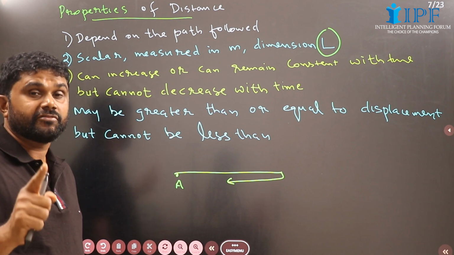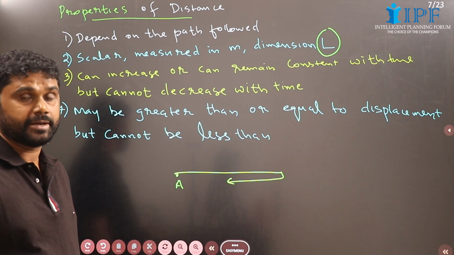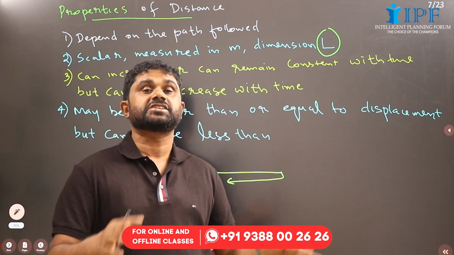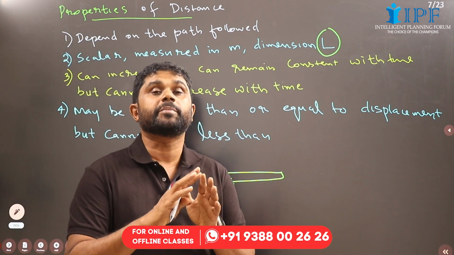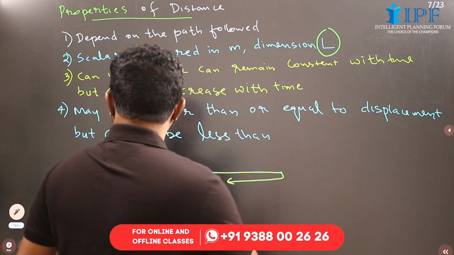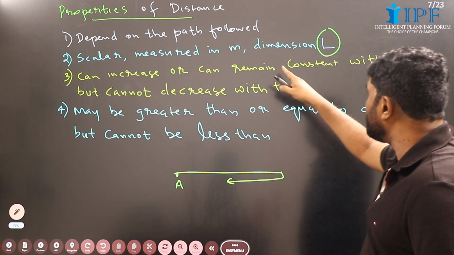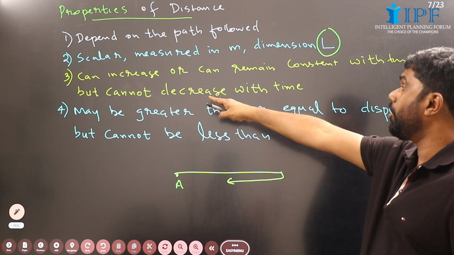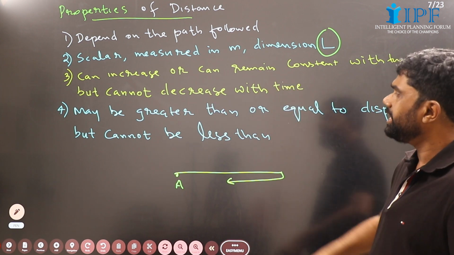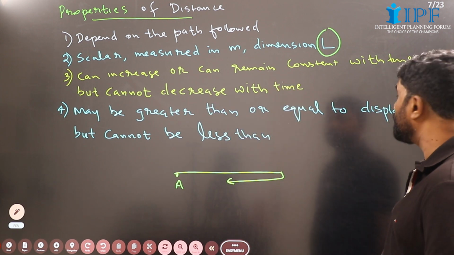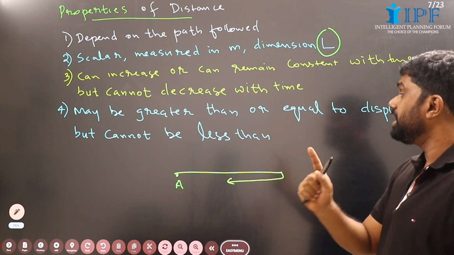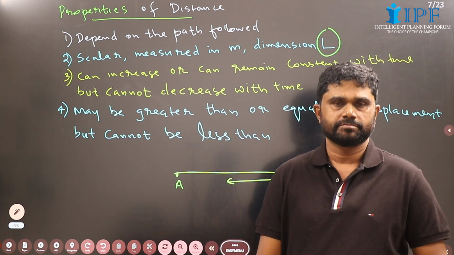So the distance travelled can never decrease with time, and once the motion is started, distance travelled can never become 0. Okay, so it can increase or can remain constant with the time, but cannot decrease with time. Okay, then it may be greater than or equal to displacement, but can never be less than displacement.